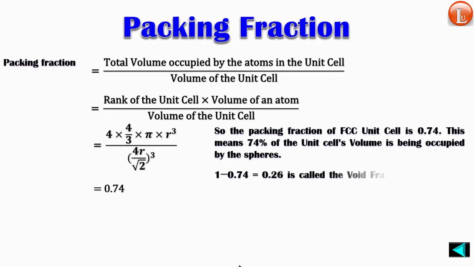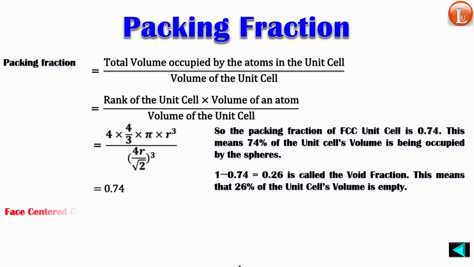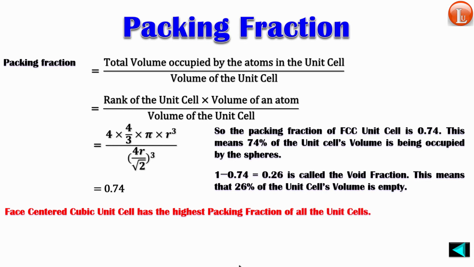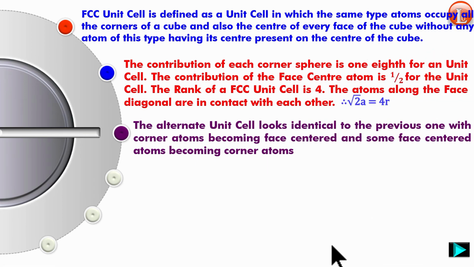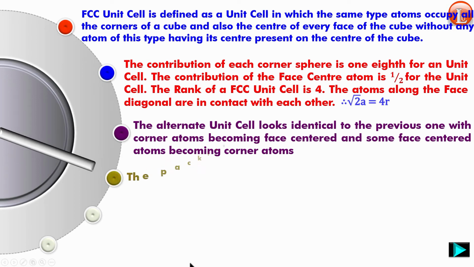Void fraction is 0.26. And it has been found, and which I will prove later on to you, that the face-centered cubic unit cell has the highest packing fraction of all the unit cells. So all shapes and all arrangements, this is the maximum. And now let's look at this. First of all, this tells us about the packing fraction.